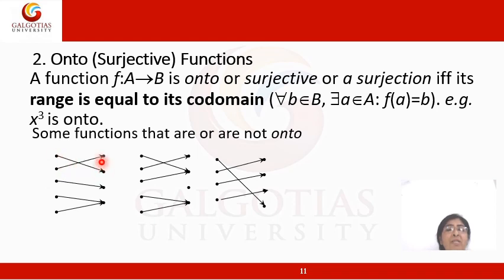Some functions that are onto or not onto are shown here. The first is an onto function, the second is an onto function, and this function is one-one and onto both, because each element has its pre-image and the range set is equal to the set of codomain, so it is one-one and onto both.